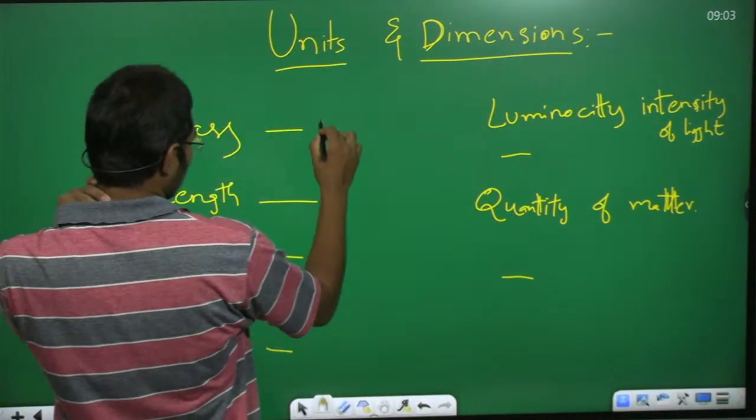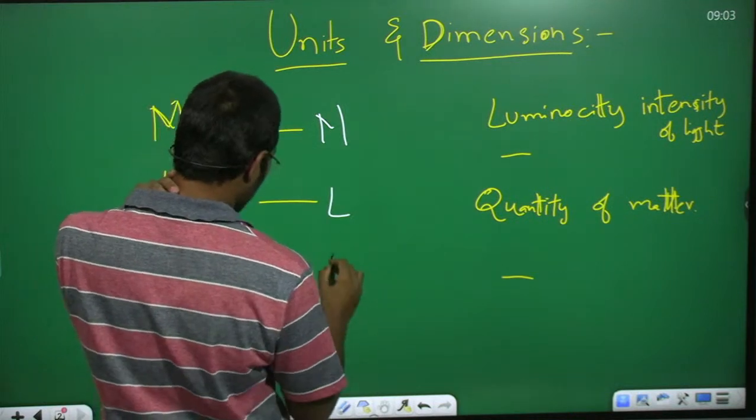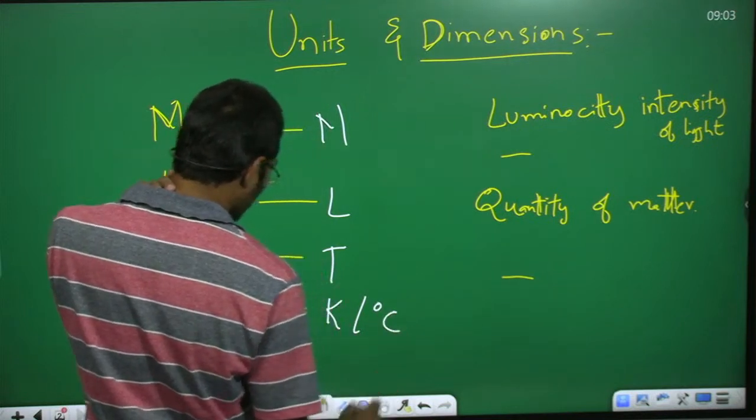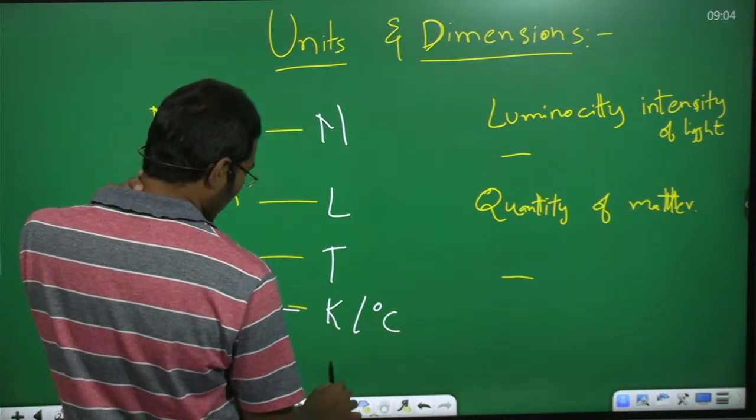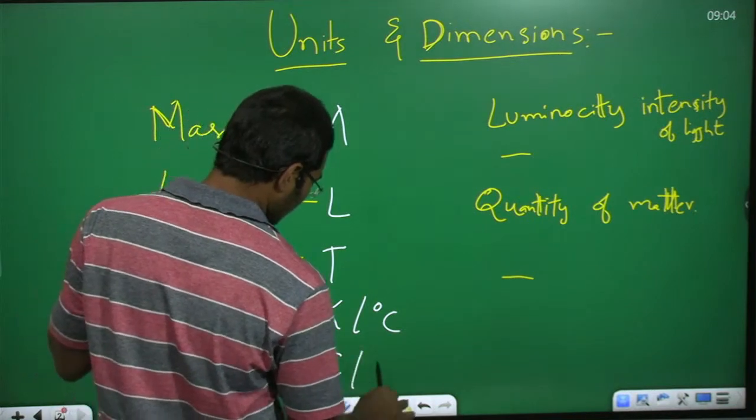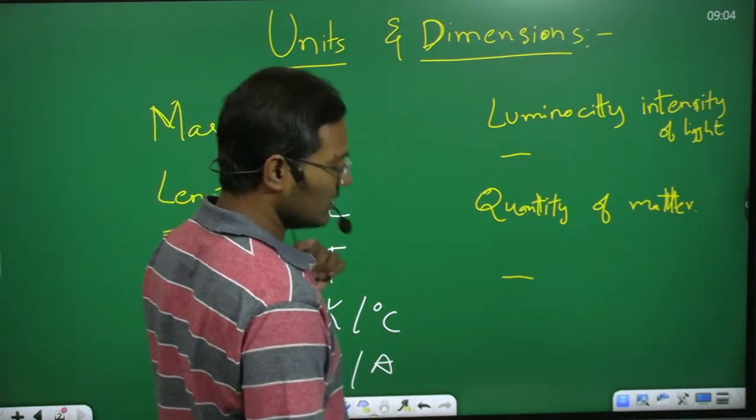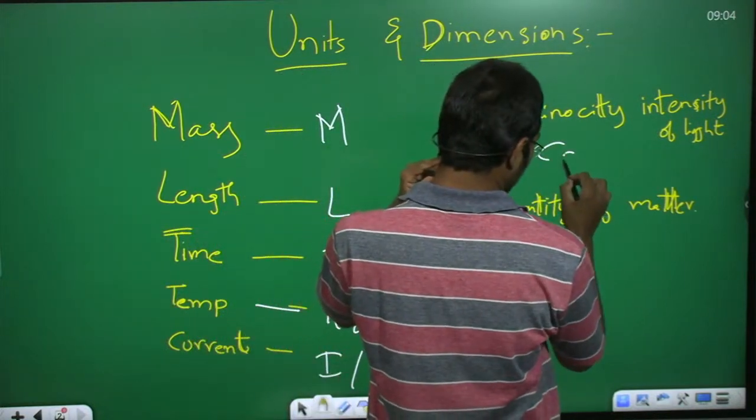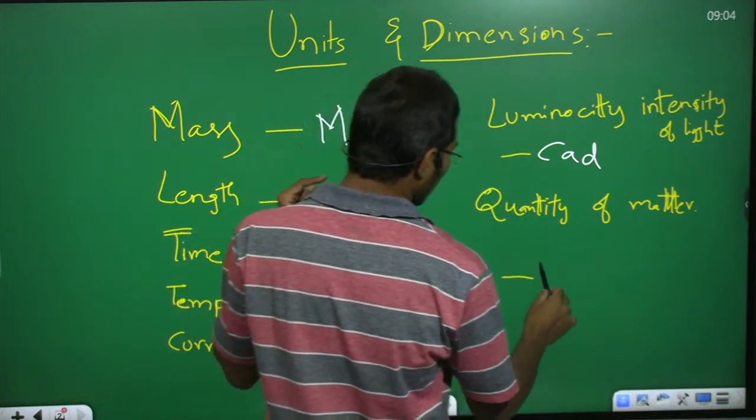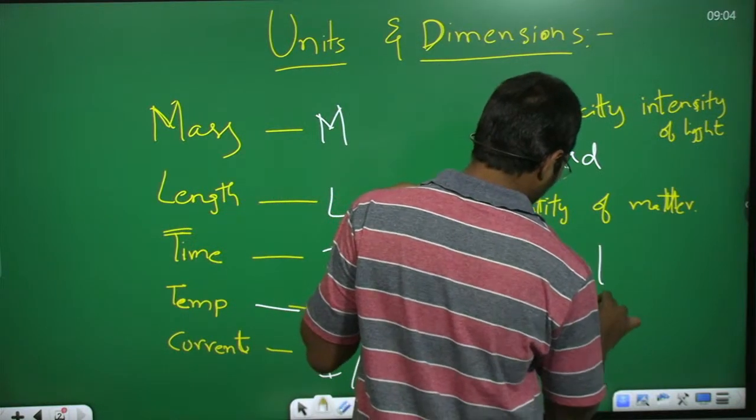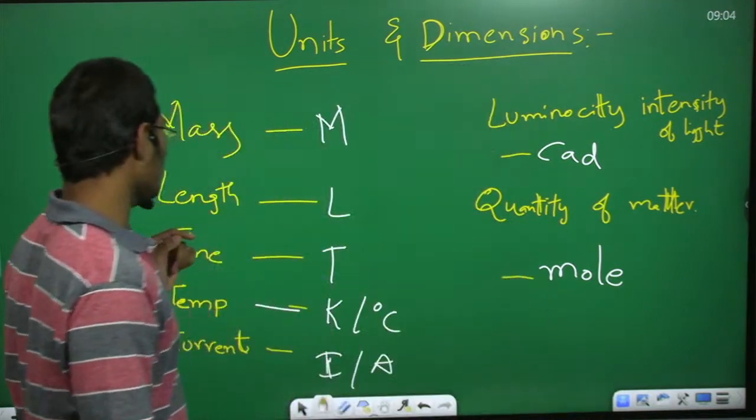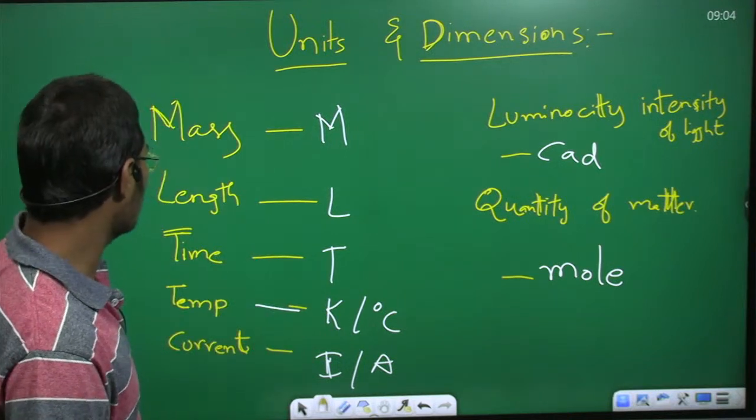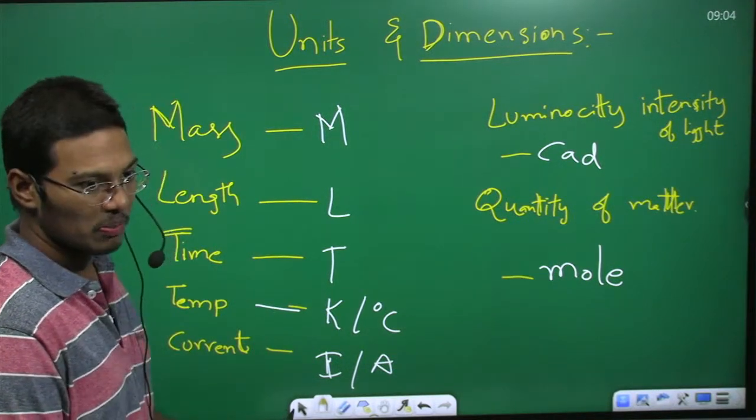So for mass it is M, for length it is L, for time it is T, for temperature Kelvin or degree centigrade, for current I or A, okay? For luminosity, what do you write? It is candela, and for quantity of matter it is mole. So these are the fundamental quantities or basic units of dimensions through which we try to represent other quantities.